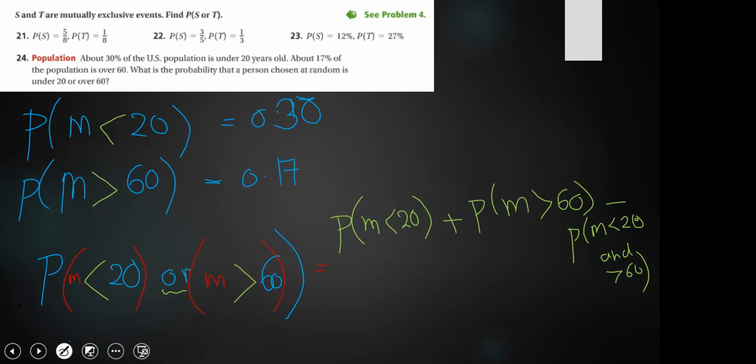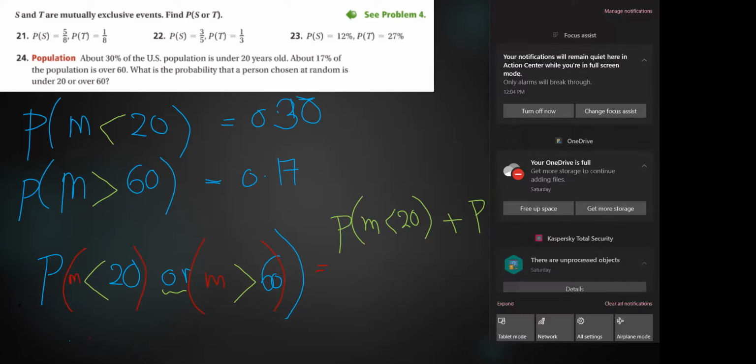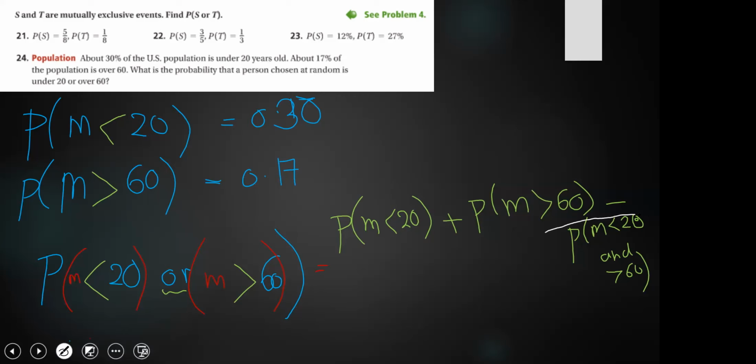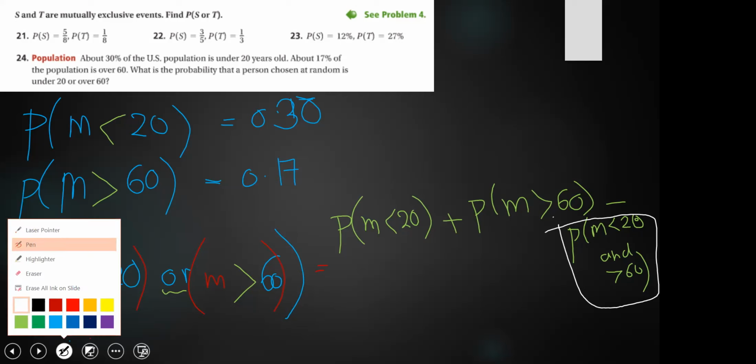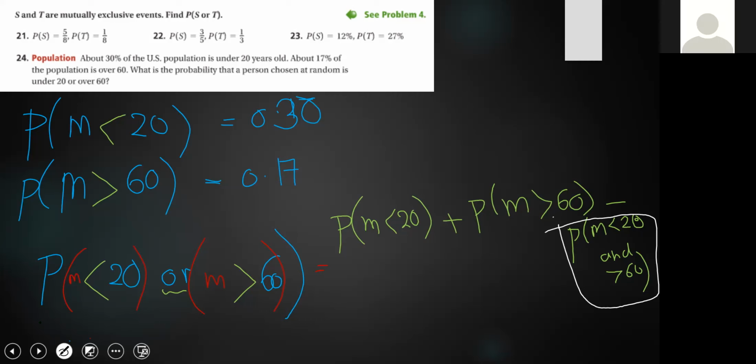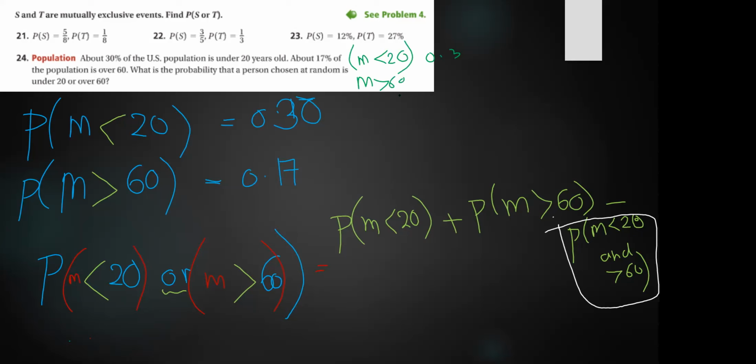What does it mean? Come to this side here, sorry. Come here. Wait please, I want to rewrite something. Okay, so less than 20, we say it is 0.3, and greater than 60, we say it is 0.17.